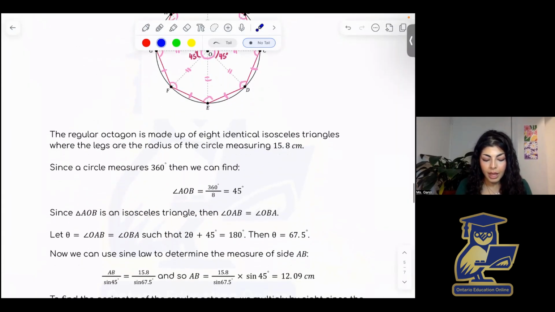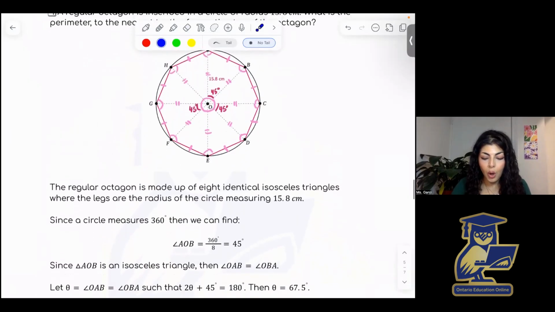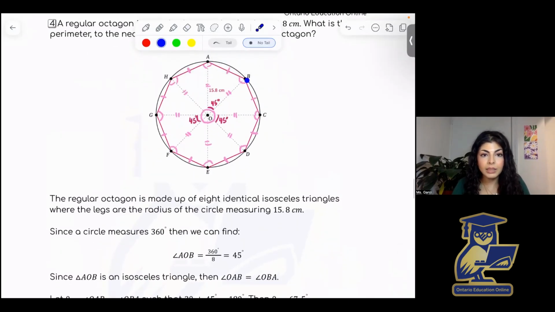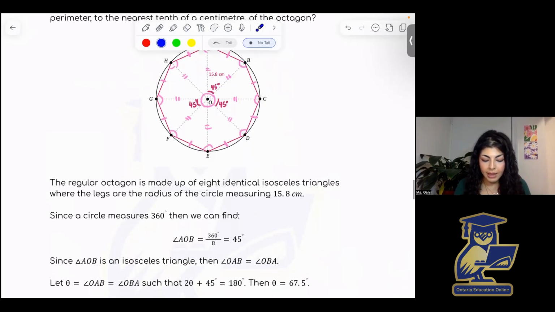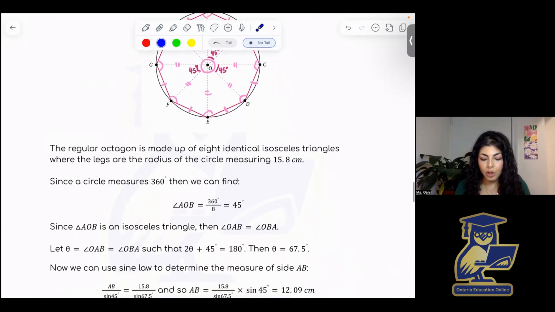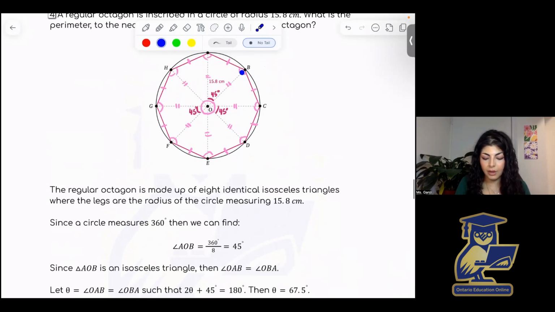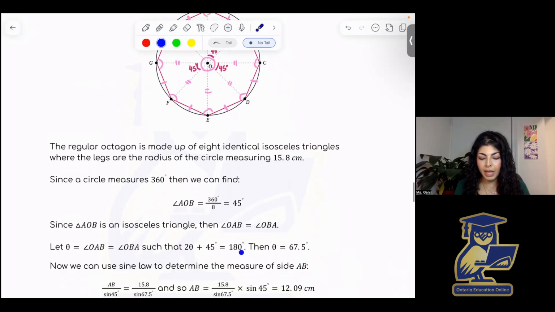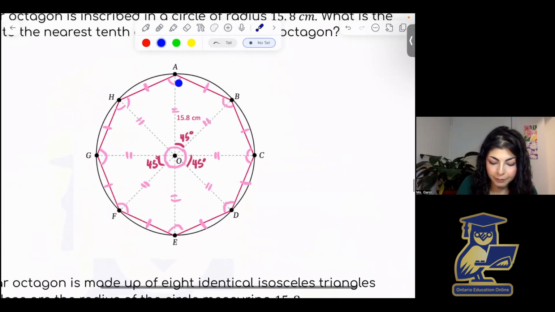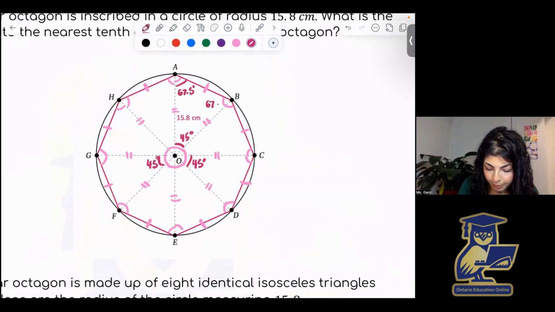So let theta be equal to OAB, but that's also equal to OBA. So this angle A and this angle B here. They're equal to theta, so then 2 theta, because it's 2 times that angle, plus the 45-degree angle there is equal to 180 degrees. And subtracting 45 from 180 and then dividing by 2, I get that theta is equal to 67.5. And I didn't need to double label that.